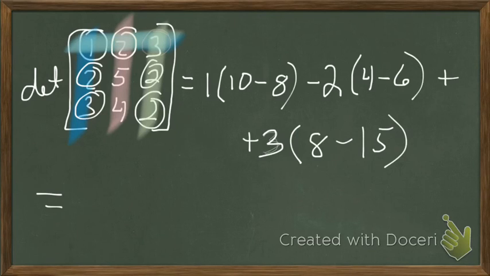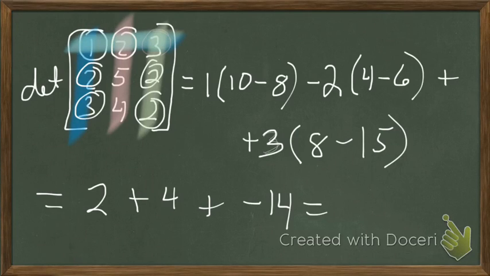Okay, so that gives us 2 plus 4 plus, that's going to be -14. And the determinant then is -8. Okay. And that should get you through a bunch of matrixy stuff.